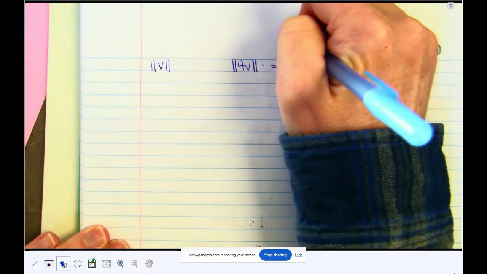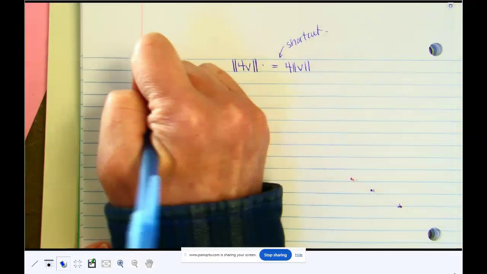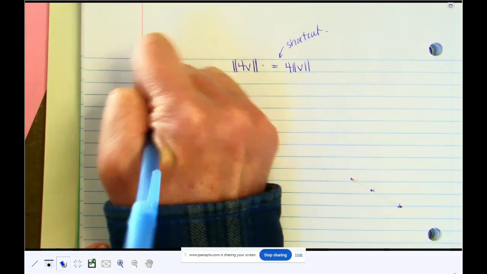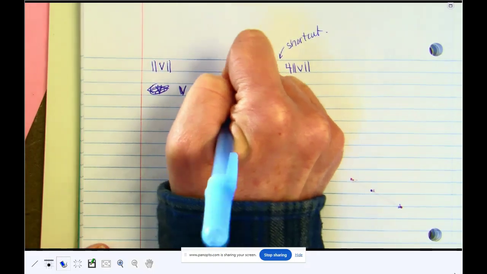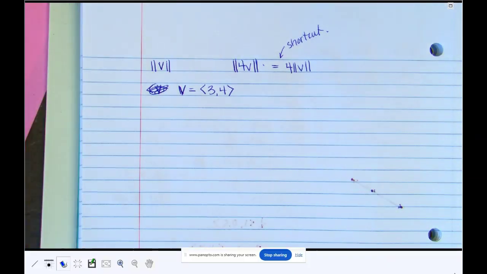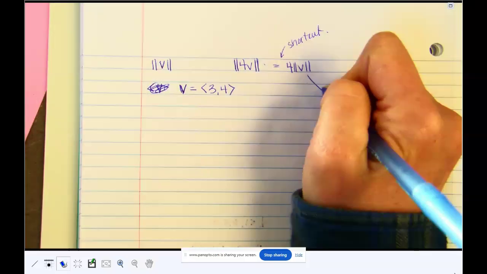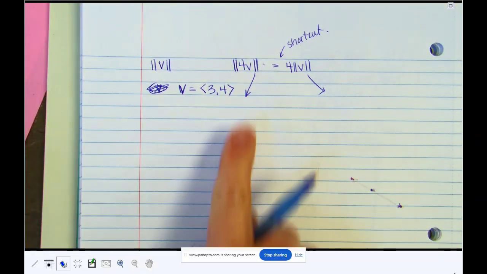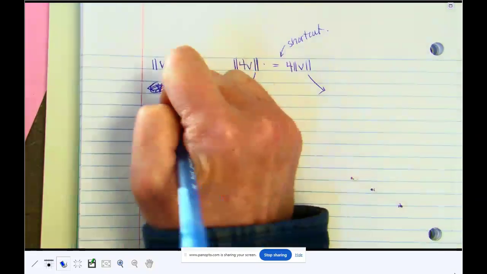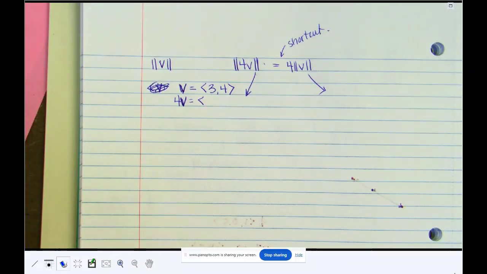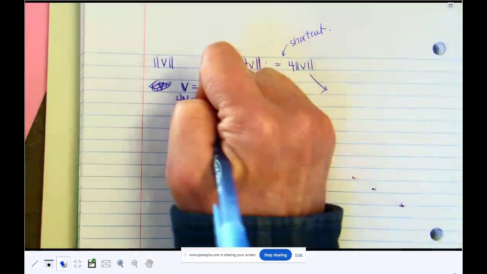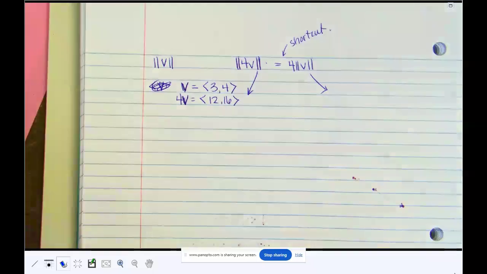So let me show you. Let's say that vector v is (3, 4). We're going to do this 2 different ways. We're going to do the shortcut and we're going to do the long way. So let's find 4v first. 4v is equal to (12, 16). That's scalar multiplication.